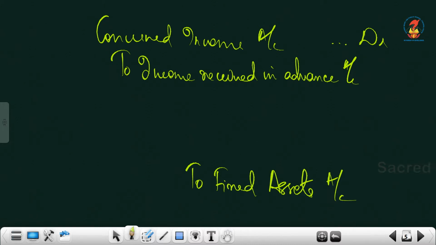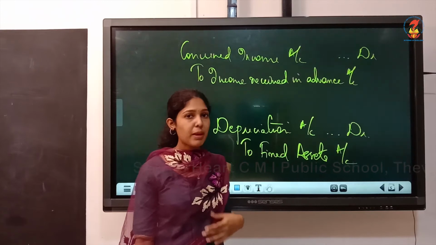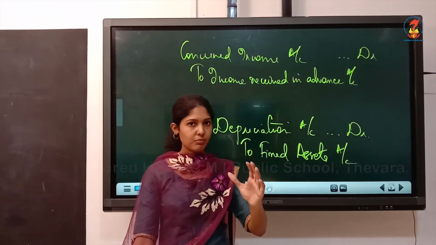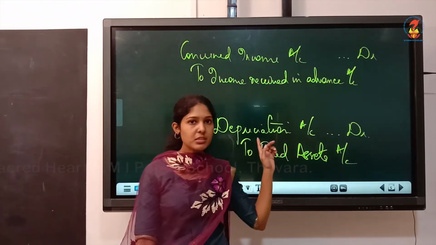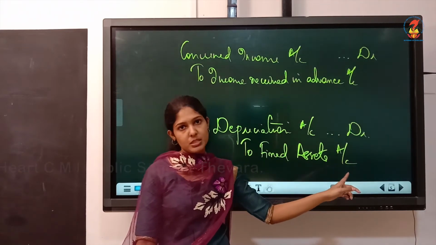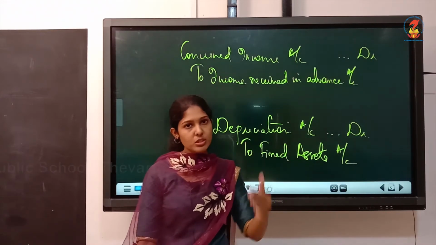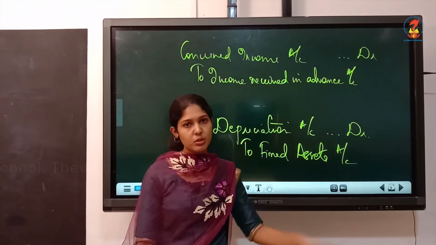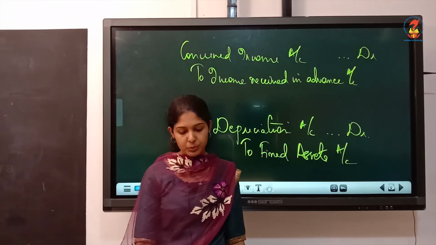Then which is the other account? The depreciation account. Or else you think from depreciation point. You start with depreciation. What's the nature of depreciation? It's a kind of expense for the firm. Isn't it? It's a kind of expense or it's a kind of loss for the firm. Expenses or losses should be debited. Understood? Then the other account which is going down is fixed assets. So depreciation account debtor to fixed assets account.